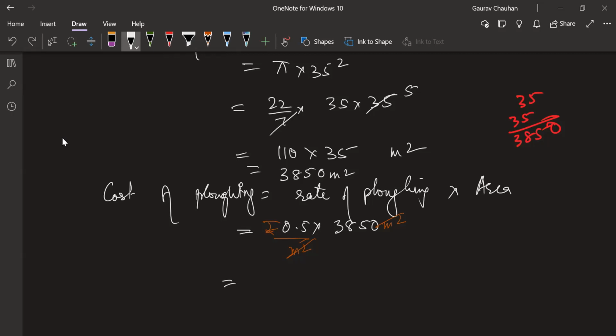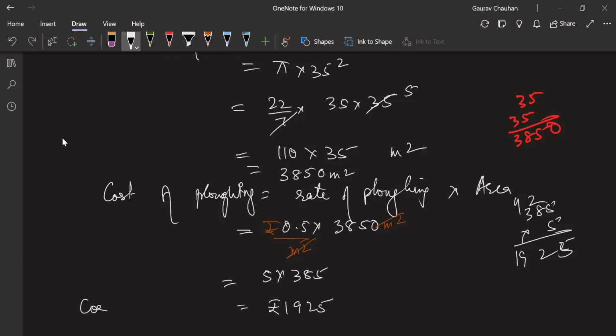Okay, so I'm going to multiply 0.5. So basically 0.5 will become 5 into 385 because the 0 is there. So I'll do 385 into 5. 5 5s are 25, 42, 15, 19. So 19 rupees 1925. That's my cost of plowing.